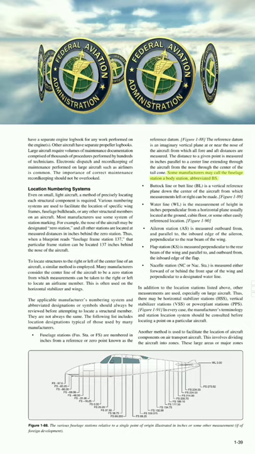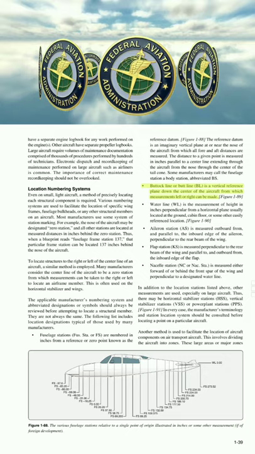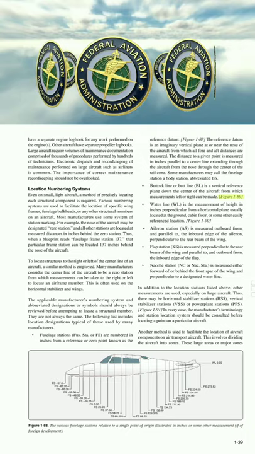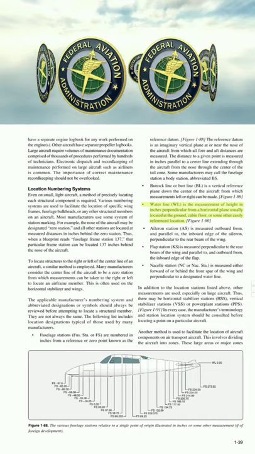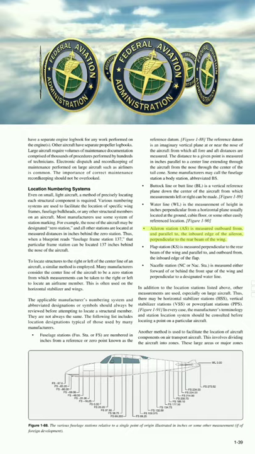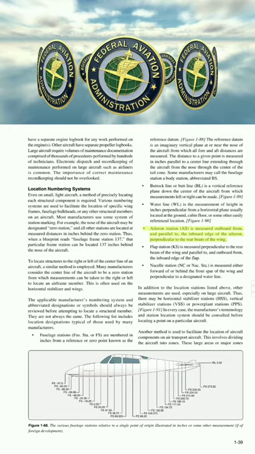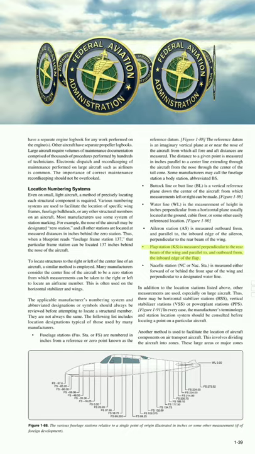Butt line, BL, is a vertical reference plane down the center of the aircraft from which measurements left or right can be made. Water line, WL, is the measurement of height in inches perpendicular from a horizontal plane usually located at the ground, cabin floor, or some other easily referenced location. Aileron station is measured outboard from, and parallel to, the inboard edge of the aileron, perpendicular to the rear beam of the wing. Flap station, KS, is measured perpendicular to the rear beam of the wing and parallel to, and outboard from, the inboard edge of the flap.